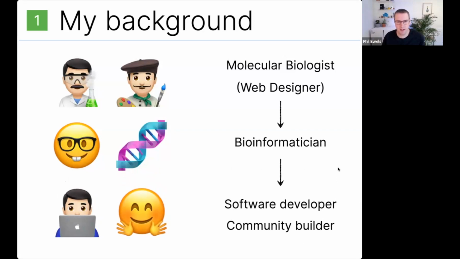So that's my slightly winding, strange career path to get me to where I am today, and it also gives you some insight as to why I'm particularly interested in data visualization, because it's really been a red thread that's followed all the way through my career.